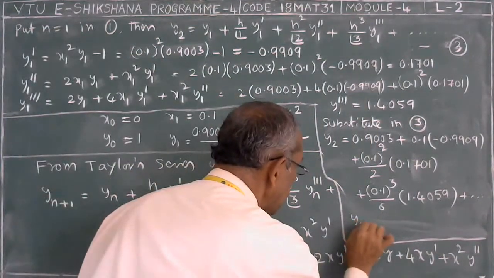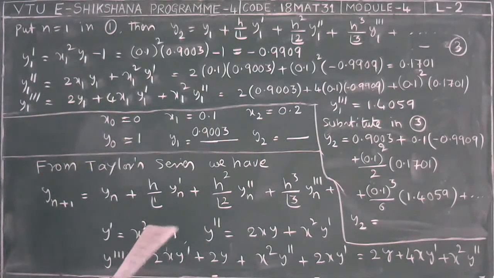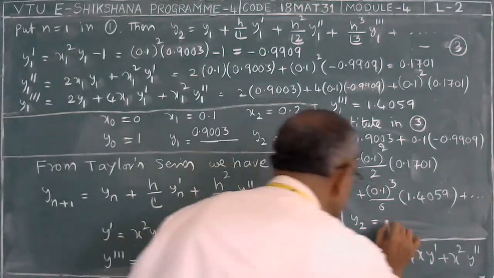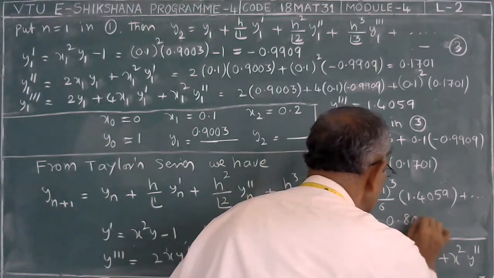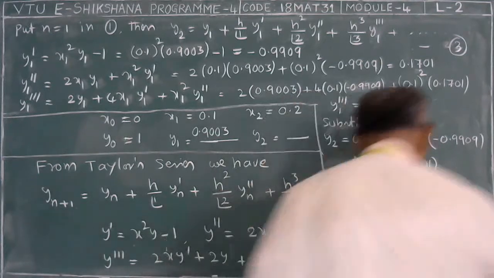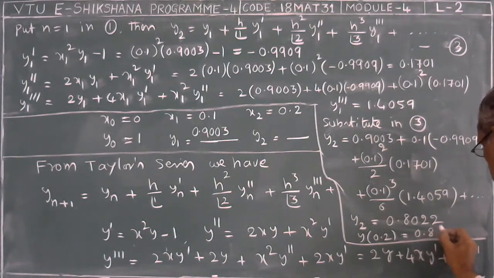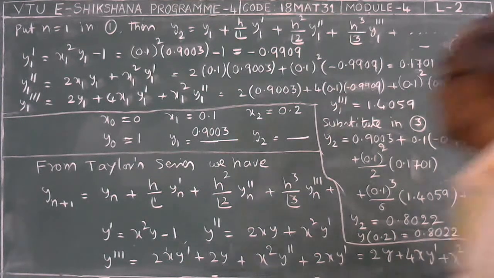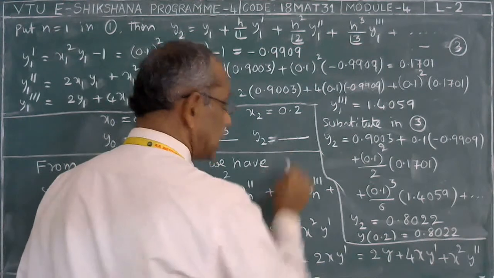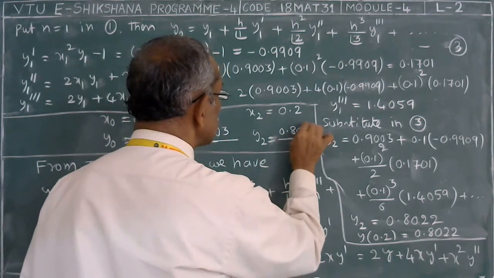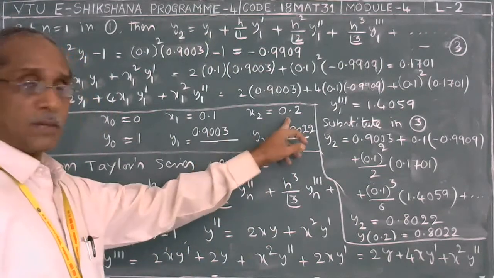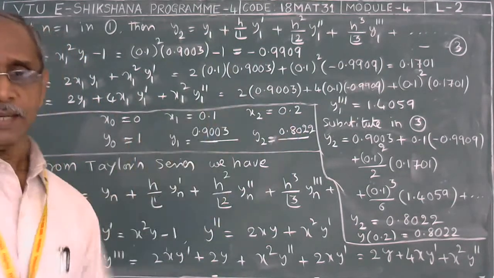Okay. So if you carefully compute, you get y2 equal to 0.8022. That is, y at x equal to 0.2 is 0.8022. So we got the next value of y, right? That is the value of y at x equal to 0.2 as 0.8022. Okay, so we have determined values of y at specified values of x, 0.1 and 0.2, with the help of the initial value using the Taylor series method.